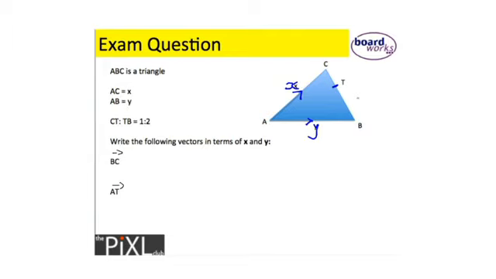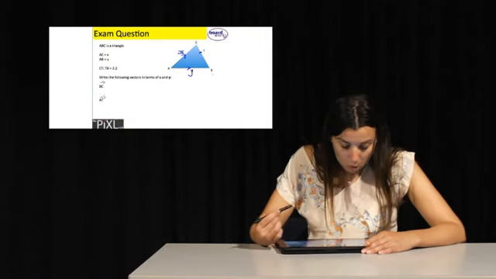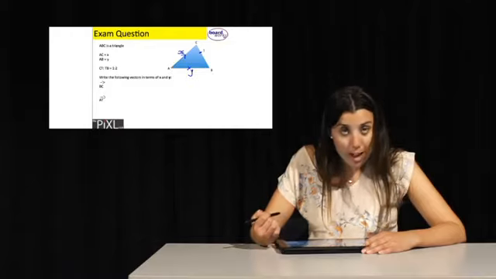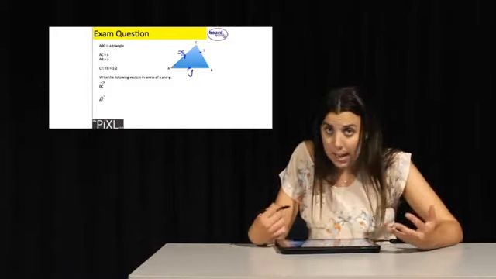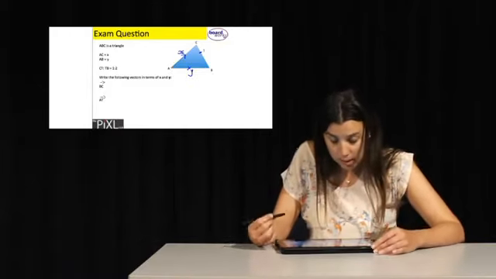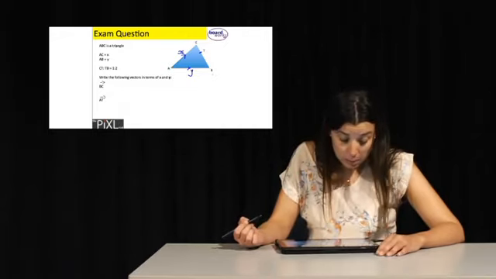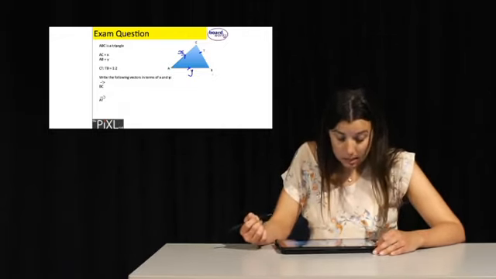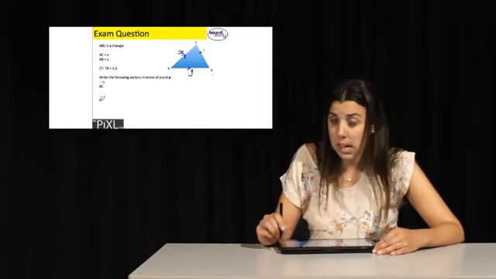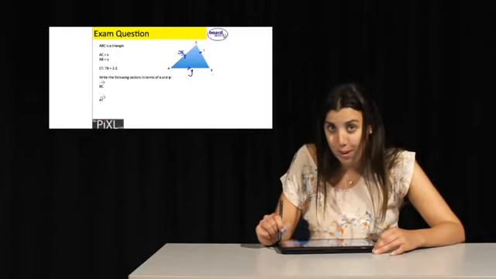So here we're given a ratio to help. We want to write the following vectors in terms of X and Y this time. They've changed the letters, but the same process is applied. So the first vector you need to find is BC, and the second vector is AT. I'm going to give you 3 minutes to have a go on your own, then we'll go through it together. Off you go.